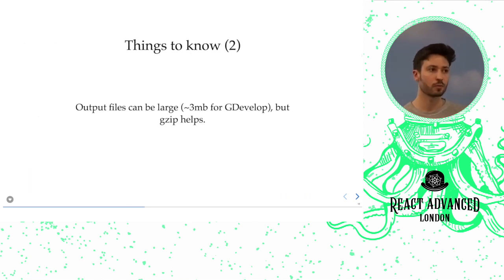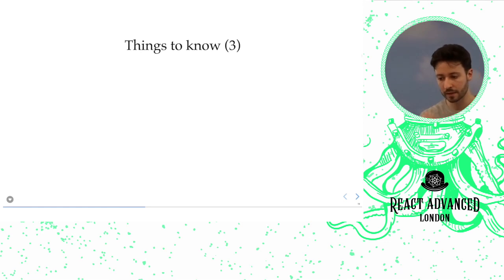Another thing to know is that output files can be really large, like 3 megabytes for GDevelop. Honestly, I don't care at all, because it's a large application, and I'm willing for users to wait a few seconds before it's loading. Plus, with gzip, it's maybe 1 megabyte, so it's a few large images. That's fine. And plus, when I'm not on a browser but on Electron, I don't pay for this price, because my application is already 100 megabytes large. So a bit more, a bit less, that's the same.